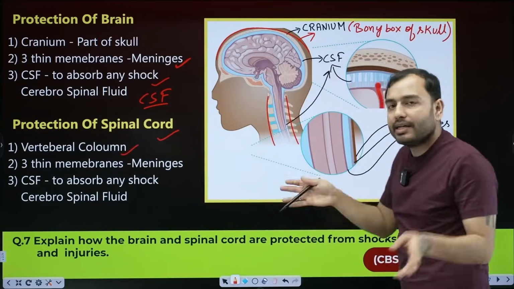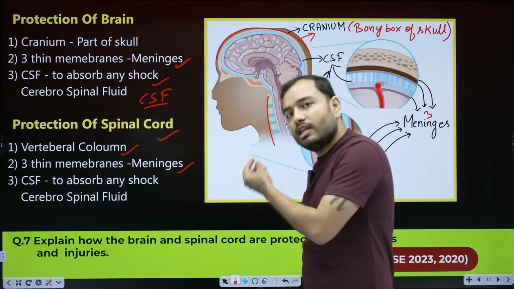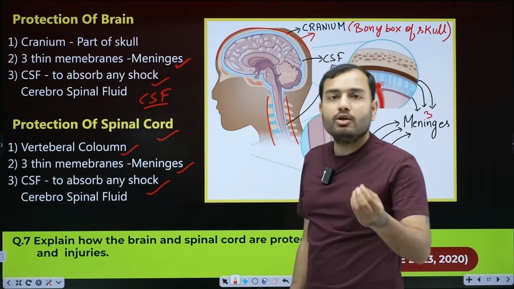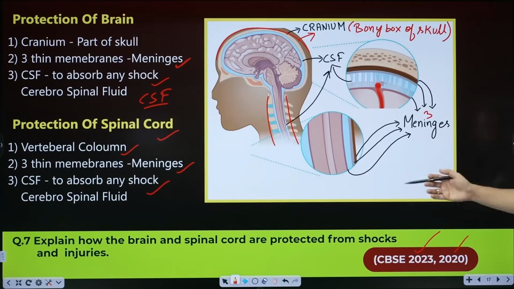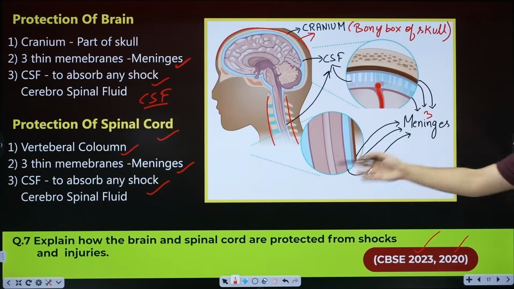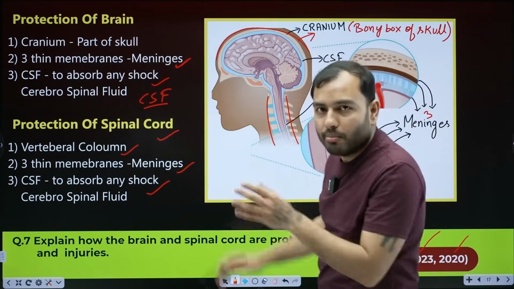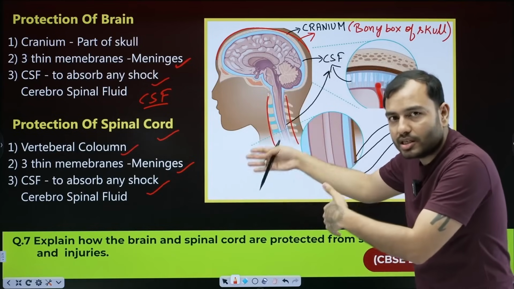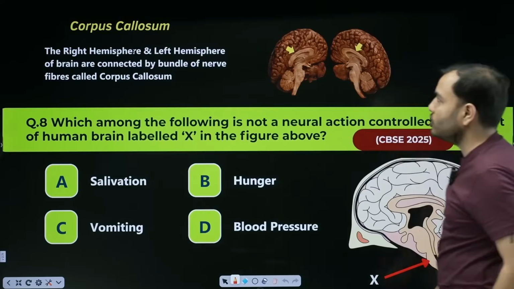Second, inside it too, there are three membrane layers, which are called the meninges. The third thing, the same fluid, cerebrospinal fluid, to absorb any shock. So remember these three things, explaining how the brain and spinal cord are protected from shocks and injuries. So these 3 points you will write. In the brain, the cranium will come; for the spinal cord, the vertebral column. The other two things are the same: three membranes, the meninges, and cerebrospinal fluid there too, which protects from any shock.